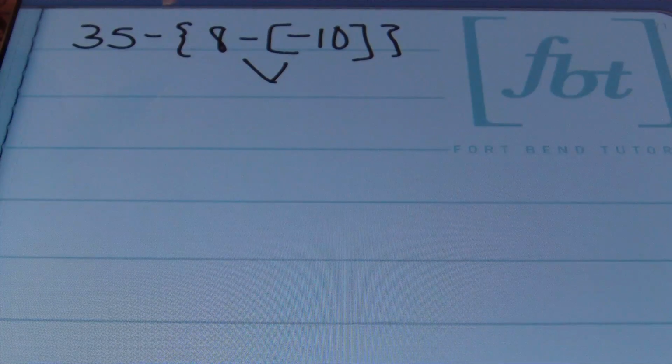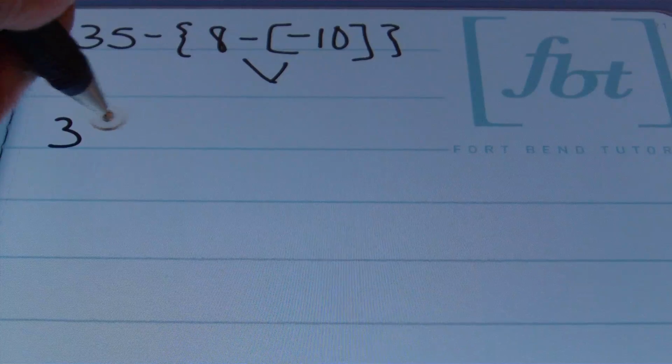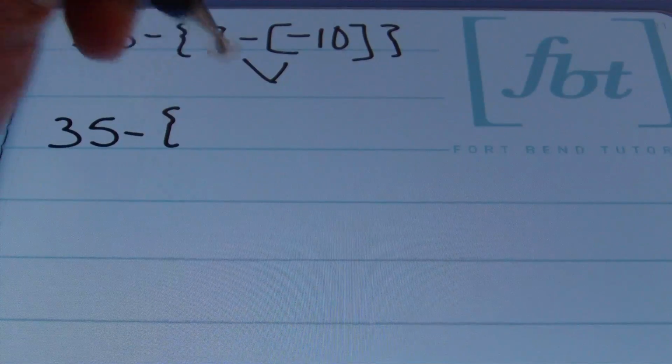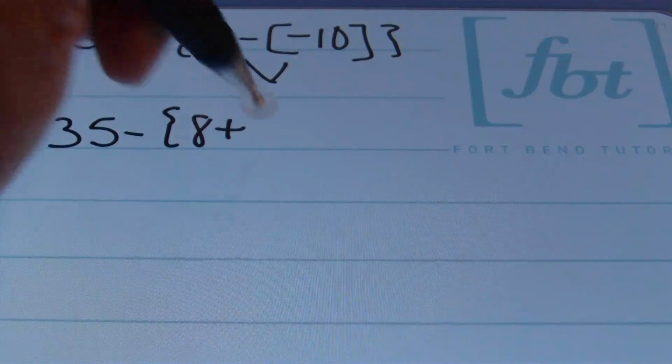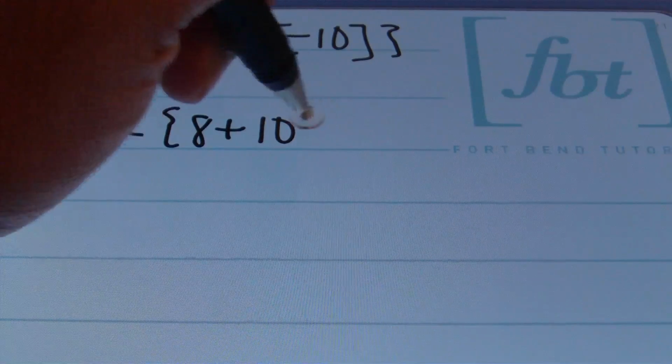So we have 35 minus the quantity of 8 minus our negative 10 here. And we're going to combine these signs because anytime you have two signs right next to one another, you're going to multiply those signs together. And a negative times a negative is a positive. So I rewrite this as 35 minus, brace, plus 10.